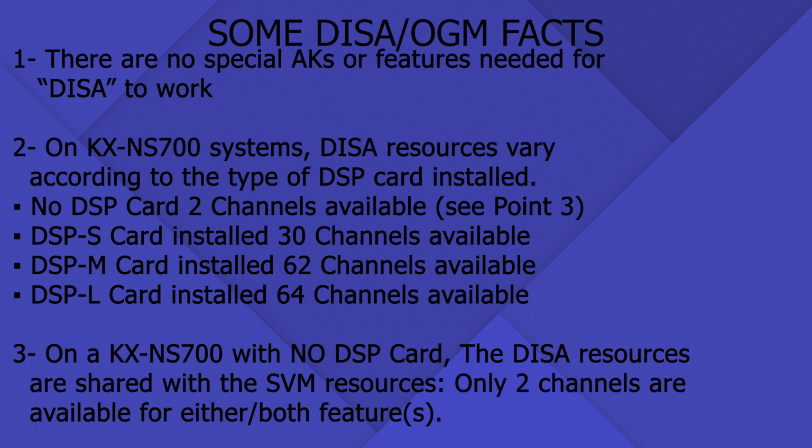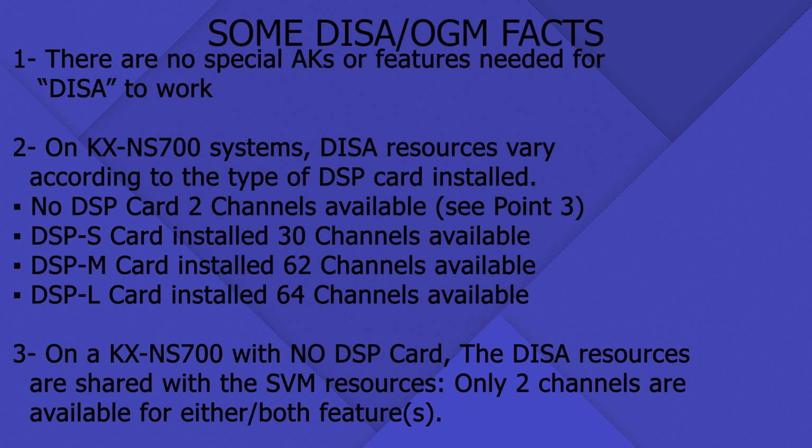There are actually no special activation keys required for DISA to work, which is pretty good. On the NS700s, the DISA resources vary according to the type of DSP card installed. So a system that's right out of the box with no DSP card will have two channels built in. If it has a small, medium or large DSP card, it will have 30, 62 and 64 respectively. And of course, channels are the amount of calls the DISA card can answer simultaneously.